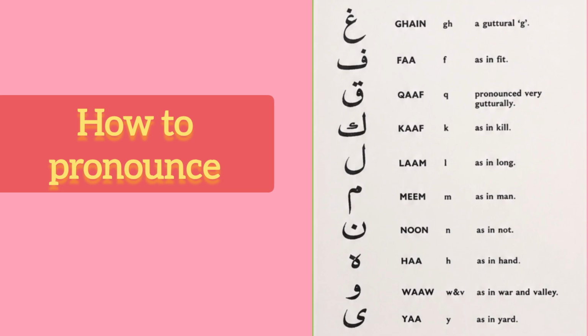Kaf, like the K in kill. Lam, like L in long. Meem, Ma, like M in man. Noon, like N in knot. Ha, like Ha in hand. Waw, Wa or Va like war or valley. Ya, like Y in yard.